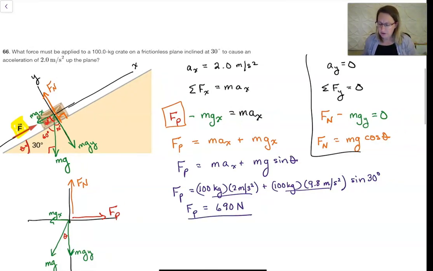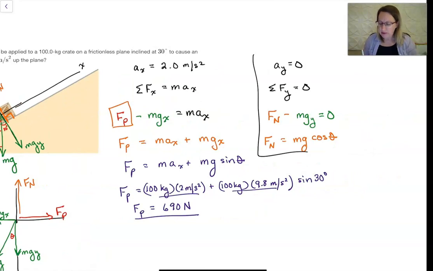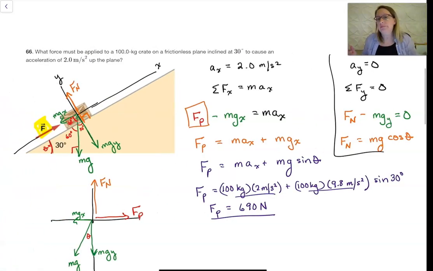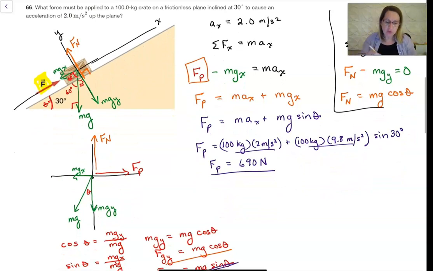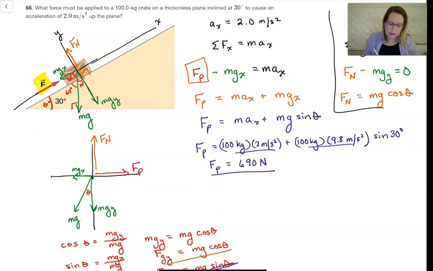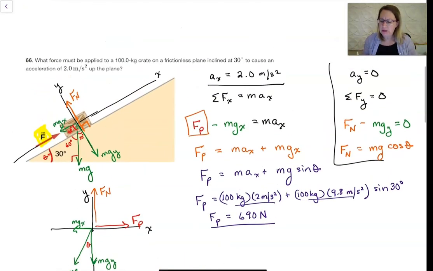If you wanted to find the normal force, you could go ahead and plug these numbers in and get the value for the normal force. But we don't need it for this problem, so you don't need to do the work. The trick to this problem, if there's a trick, is really tilting your axes, right? The reason for doing that is so that acceleration in one direction is 2, and in the other direction is 0. That's the way we set this up so that we can solve it.